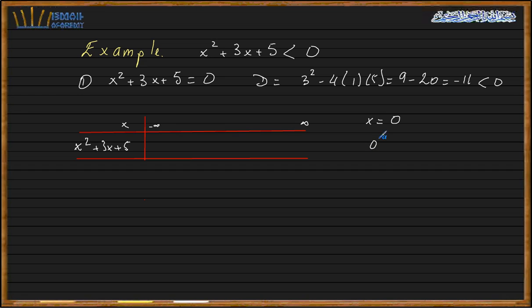So what I will get? I will get 0 squared plus 3 times 0 plus 5. This should be equal to what? 0 plus 5, which is 5. All right. Is it 5 less than 0? You see, we know that 5 is greater than 0. Is it less than 0? No. So what I do, 5 less than 0. And this is false statement.